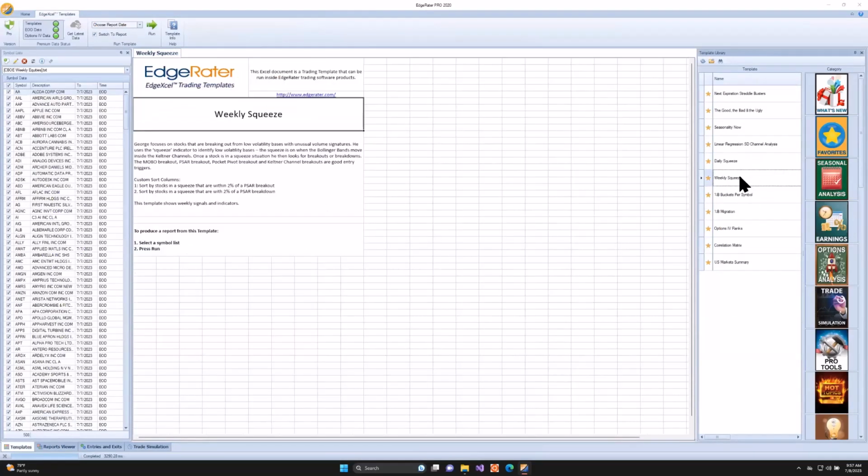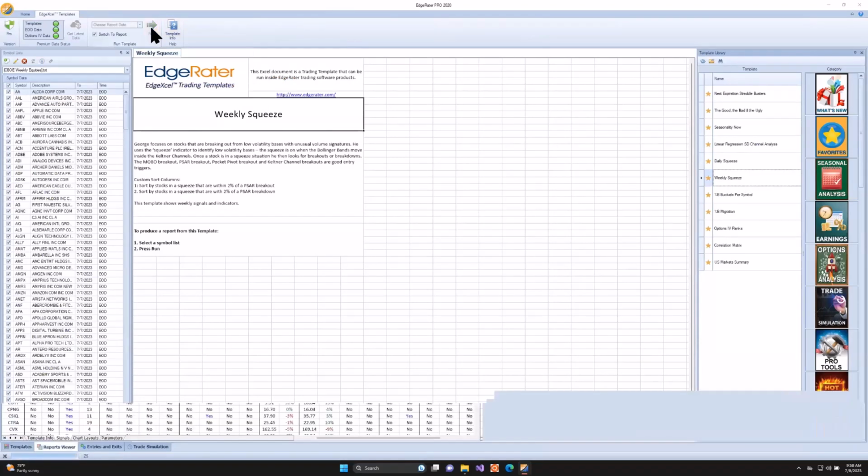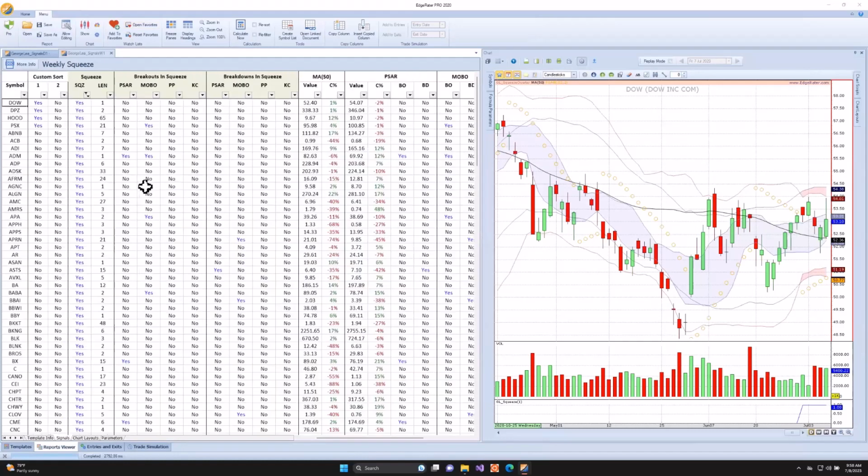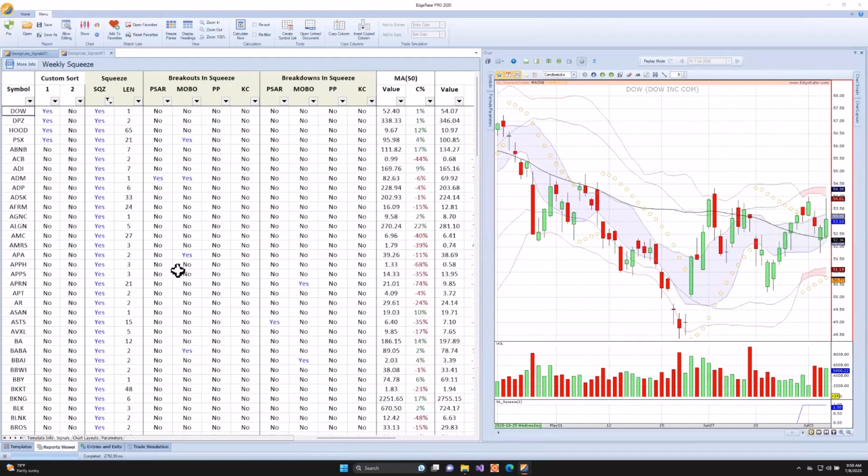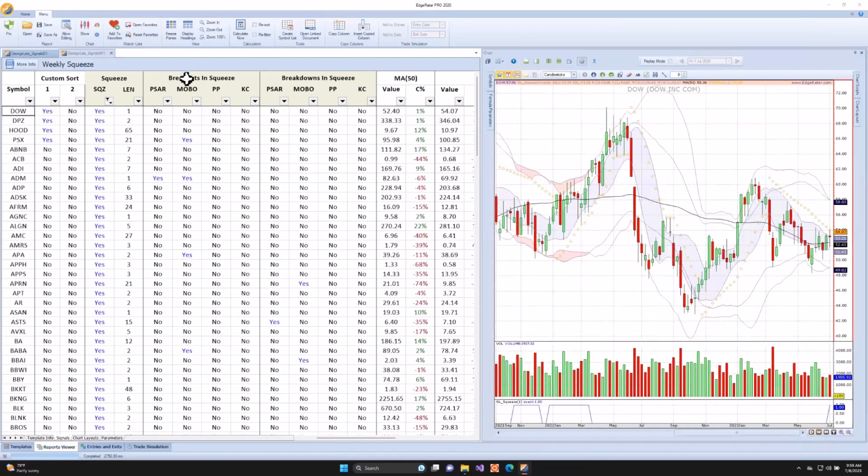Okay, so the weekly squeeze is essentially the same, and I think this is just the last thing we'll see for now. The weekly squeeze is the same as the daily squeeze, except that now instead of looking at a daily time frame, we're looking at the weekly time frame. We have to flip the chart over to be a weekly chart. It shows exactly the same information, but for that weekly time frame.